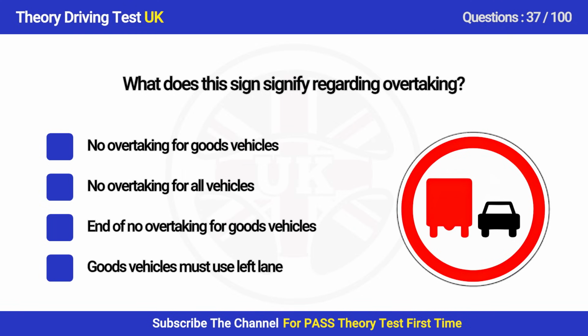A. No overtaking for goods vehicles. B. No overtaking for all vehicles. C. End of no overtaking for goods vehicles. D. Goods vehicles must use left lane.